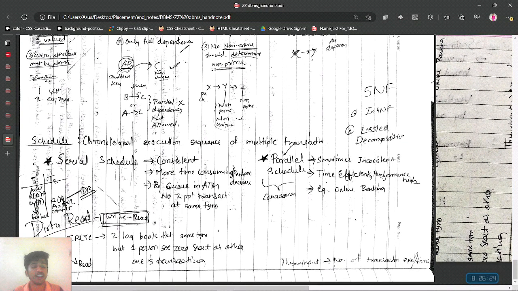Next is dirty read. Dirty read can be considered like this: the first transaction is going on, and the second transaction is going on. The first transaction reads data and writes data, and then the second transaction starts, reads data and writes data. But due to some complication, the first transaction fails after the second transaction has written, or committed. So there can be an irregularity or a mismatch of data in the server, in the database. This can be considered a dirty read.